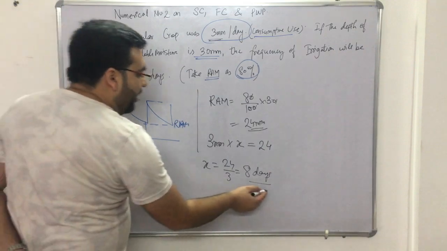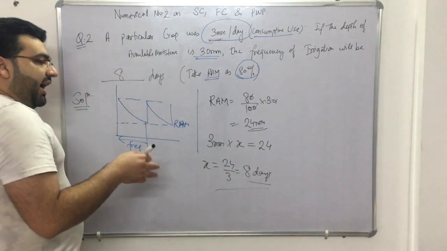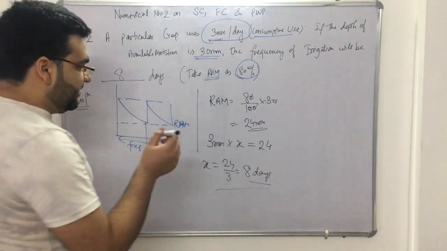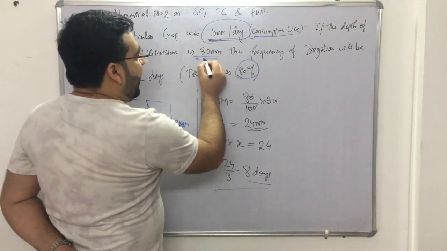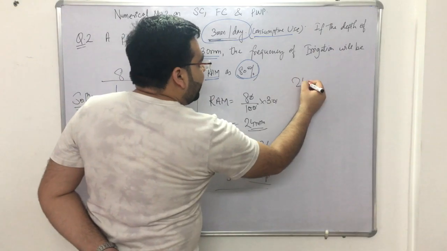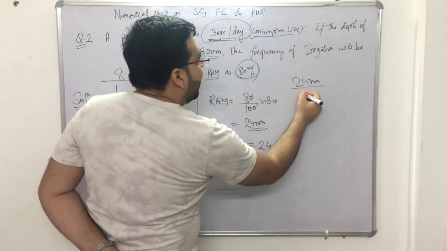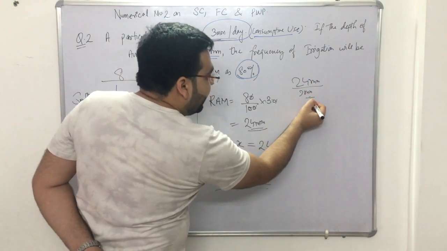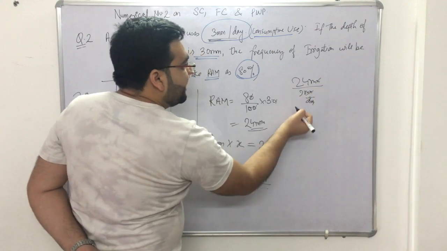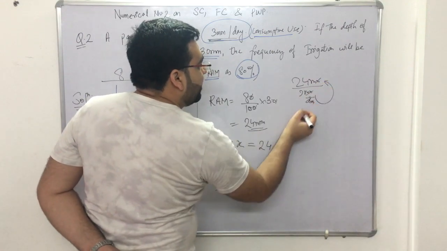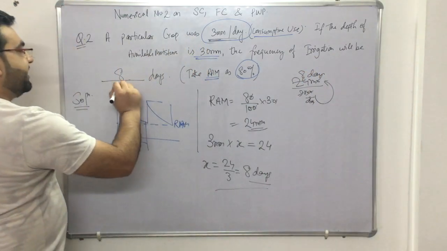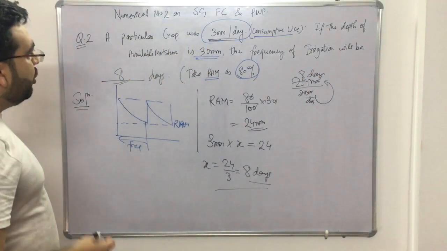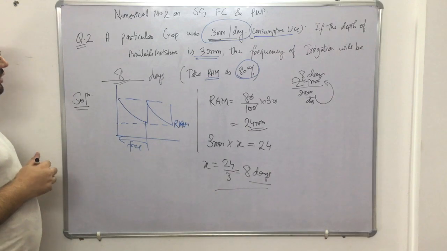Even if you don't know how to solve these types of numericals, I told you, compare the units and get the answer. So what is the unit? The unit is 3 mm per day. If you divide 24 mm by 3 mm per day, mm cancels out and day goes to the numerator. So you will be getting 8 days as the correct answer. Clear? So 8 is the correct answer. I hope that you have understood this numerical also.